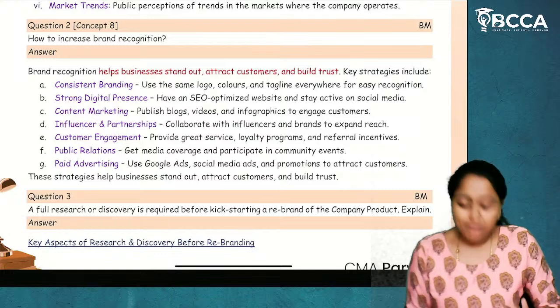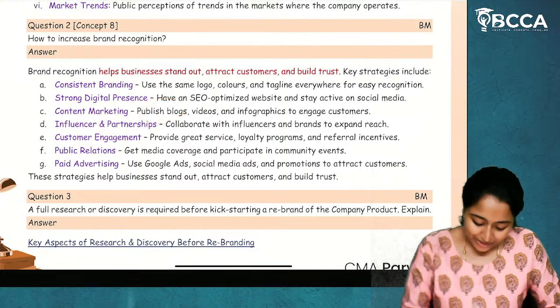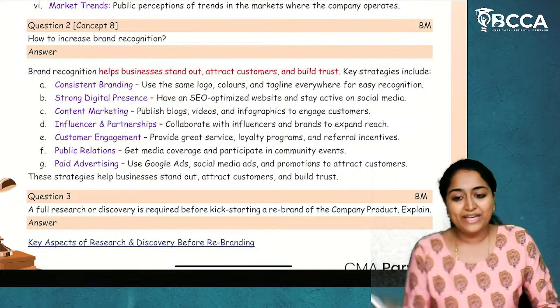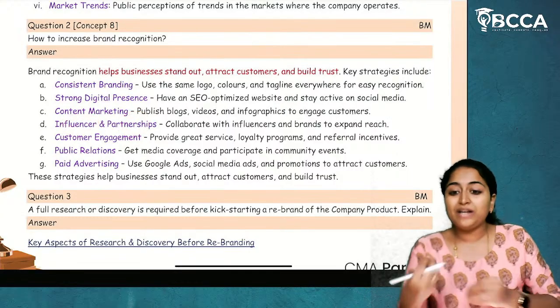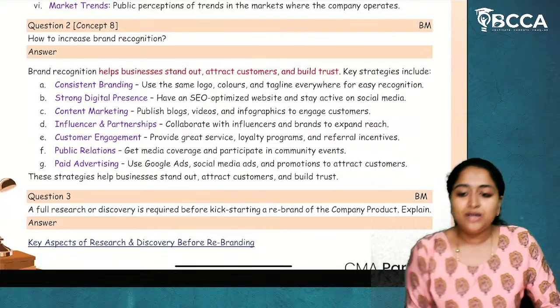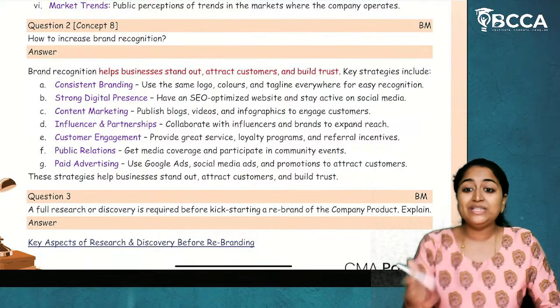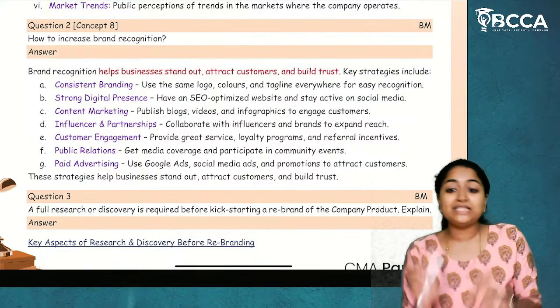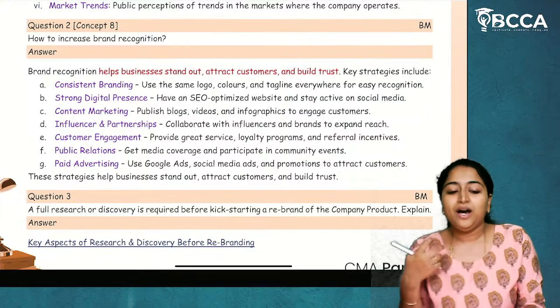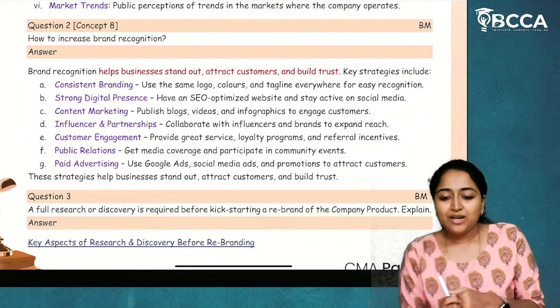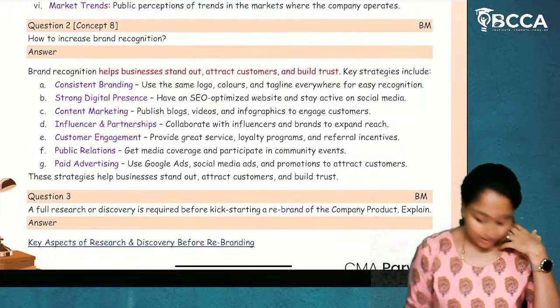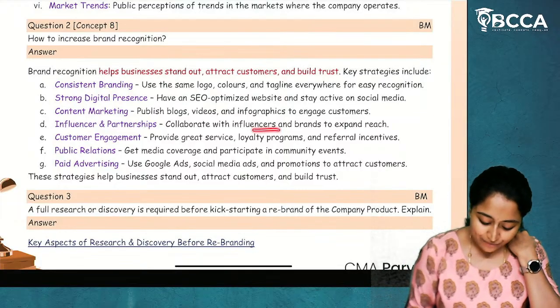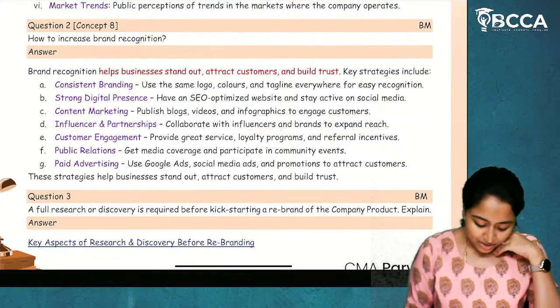Next, content marketing. Publish blogs, videos, infographics to engage with the customers. Influencer partnerships. You are trying to use influencers. Now, you will see in a lot of YouTube channels and Instagram IDs, influencers do the marketing. They will take the payment and try to market that particular product. So that's how brands collaborate with influencers to expand reach.